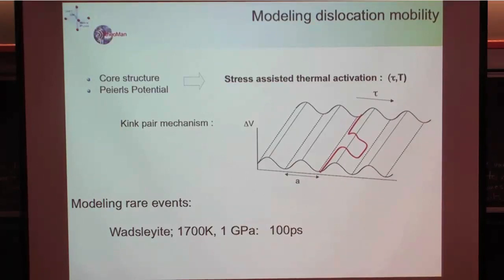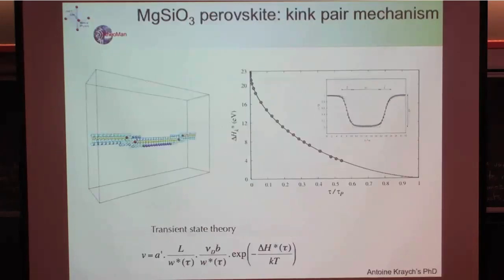If we make the calculation for wadsleyite, it's 100 picoseconds, the characteristic time to wait for that. This is not something you can get in molecular dynamics. And from the top of my head, for perovskite, it's close to 1 second or something like that. We call that rare events, which means that this is not something you can sample in a molecular dynamics calculation. So we need to describe the energetic landscape and try reaction paths to understand how it works. So it's a little bit more complicated.